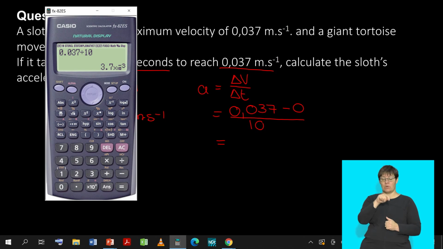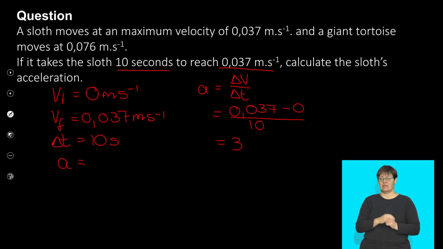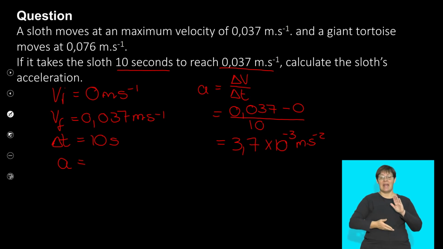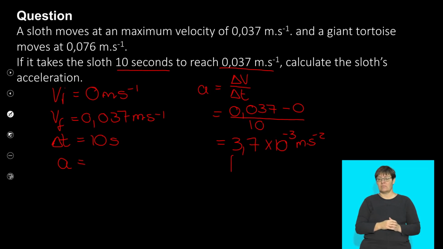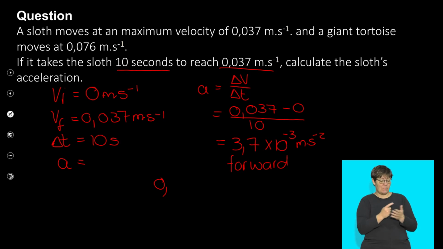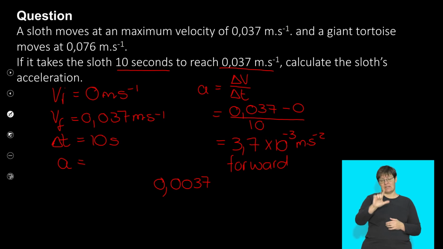So that's 3.7 times 10 to the minus 3 meters per second squared, but acceleration is a vector. That means I need to give it a direction, and we're going to assume that it's going forward. For those of you that didn't get it in scientific notation, this is what your answer would be: 0.0037.